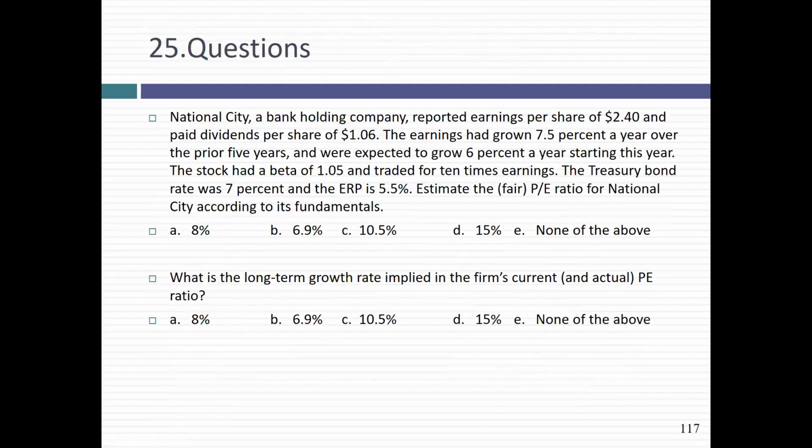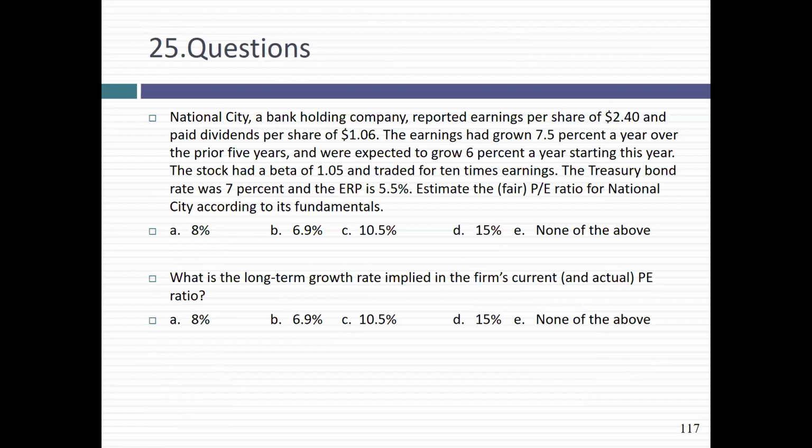If that's the case, we first need to estimate what is the payout ratio. The payout ratio is going to be 1.06, which is dividends per share, divided by 2.40, which is earnings per share. That gives us the payout ratio of 44%. For every $1 in earnings, about 44 cents is going to be paid out in dividends. The second step is to figure out the G. And we're looking at, it's expected to grow 6% a year starting this year. So that's the G.